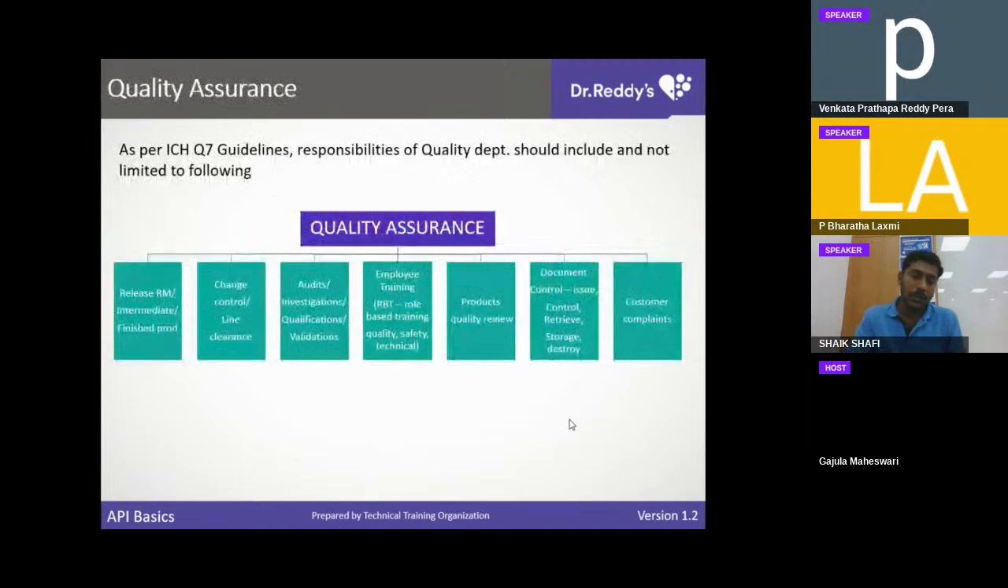Again, the quality assurance and some sections in the quality assurance. One is related to... one moment, I'm unable to see. I'll take my PPT.